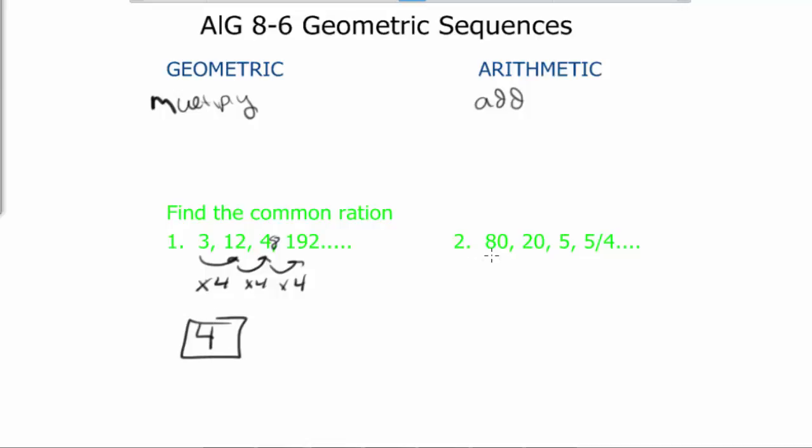Now, if we're going from 80 to 20, you can say you're dividing by 4, but they want it in terms of multiplication. Well, the same thing as dividing by 4 is multiplying by 1/4. So you would say the common ratio is 1/4, because it has to be in terms of multiplication.